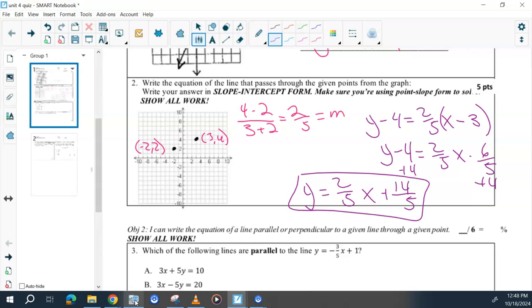So points for that: did you get the slope work correct? Did you find the correct slope? Did you set that up correctly? Was your work correct? And then your final answer.